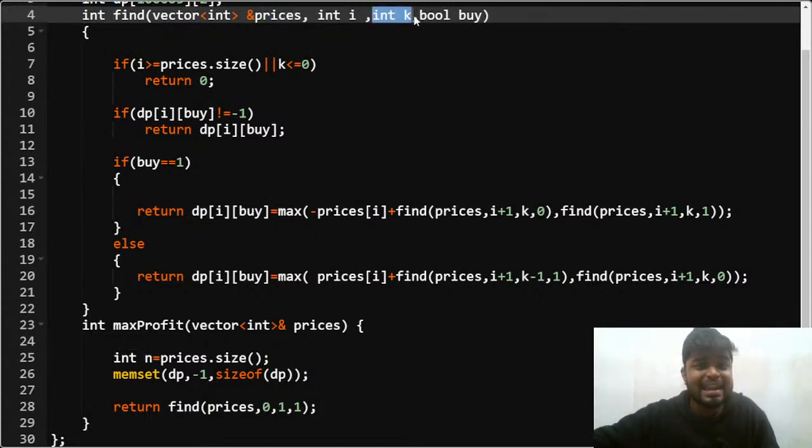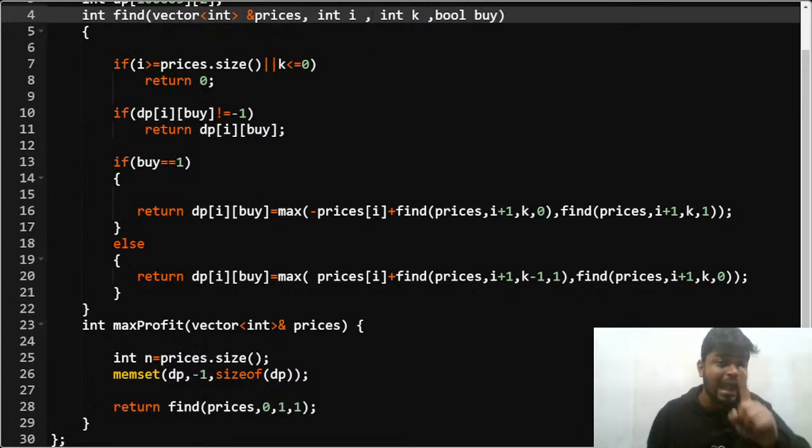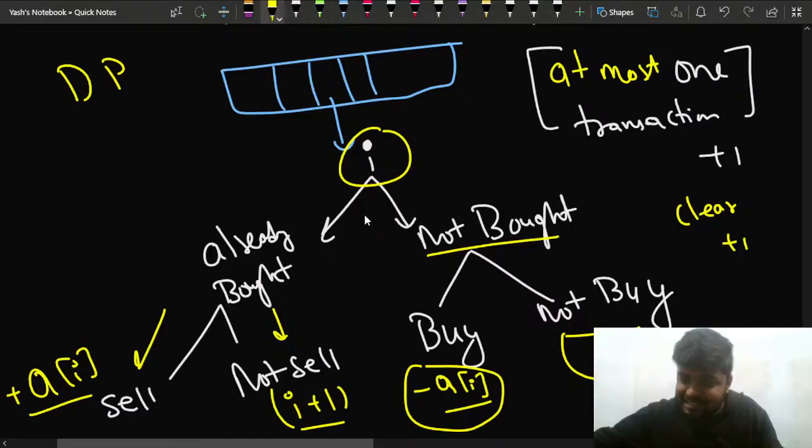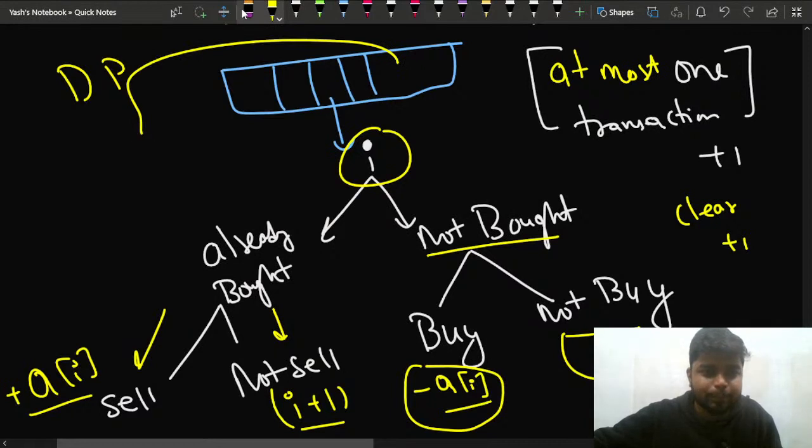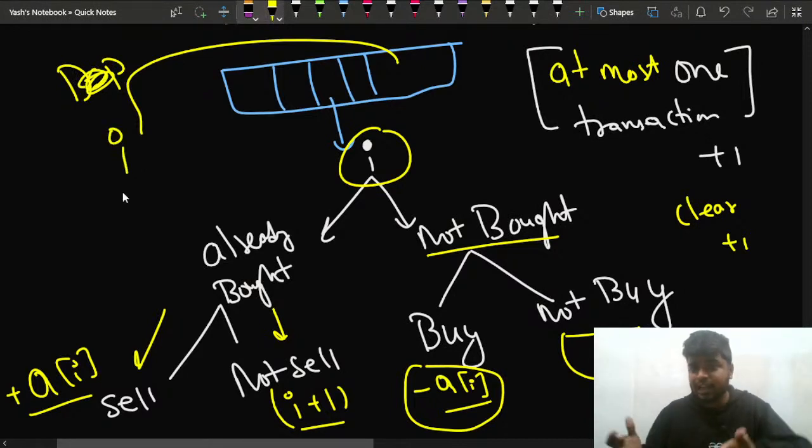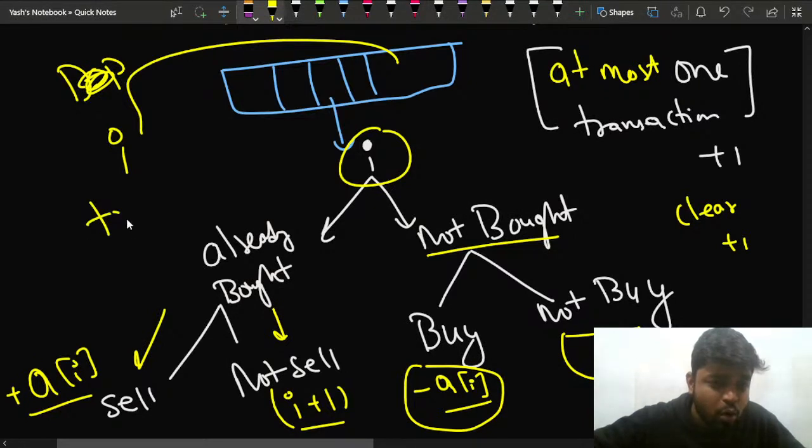What is k? k is the number of transactions that I've done. I cannot do more than one transaction. Let's suppose you reach this particular ith day, and you have already bought and sold a stock. In that case, you could do only one transaction. You can buy and sell one time, right?